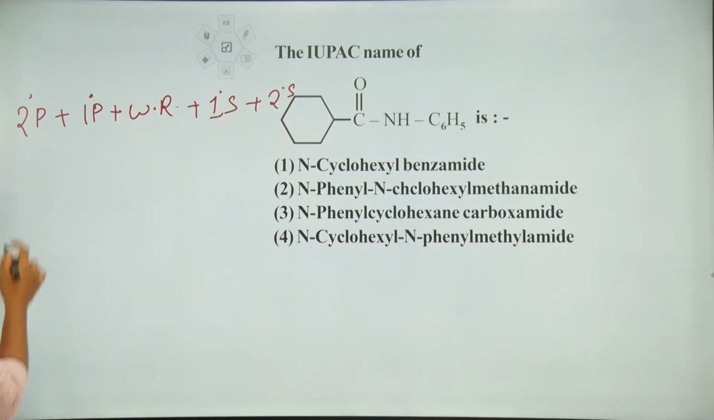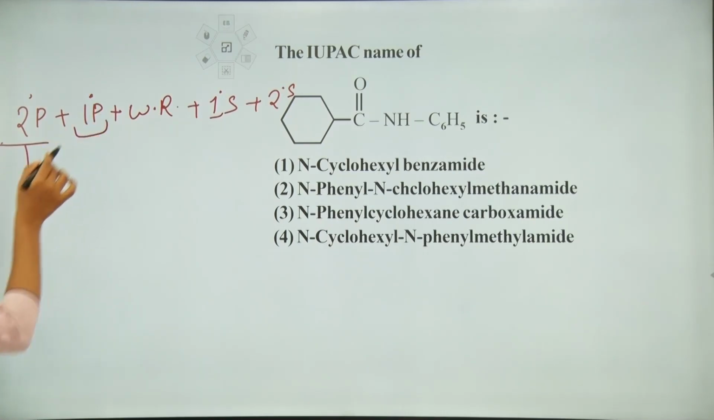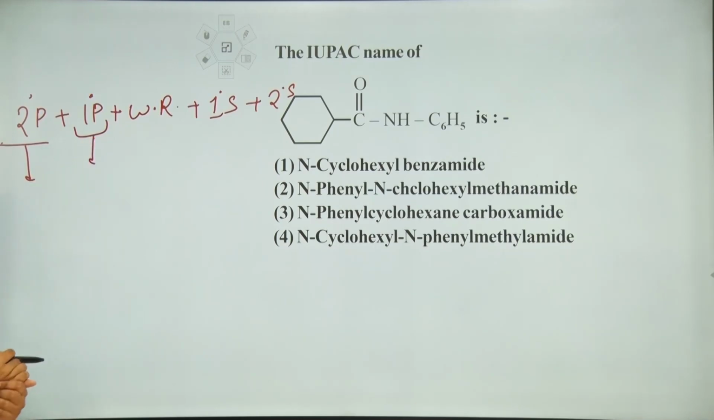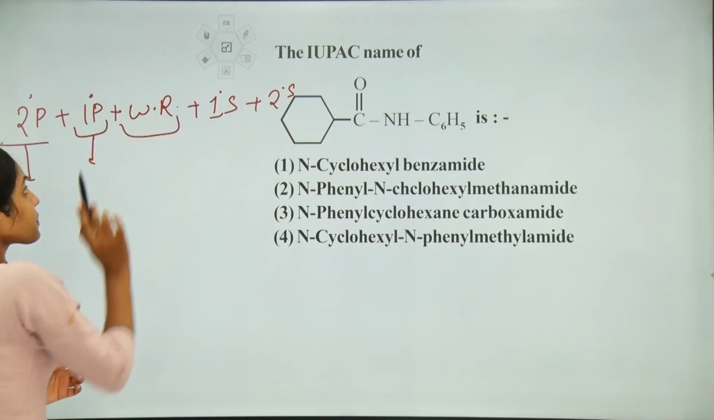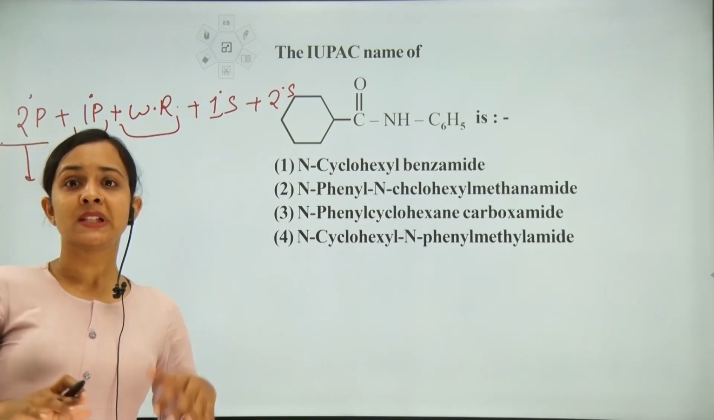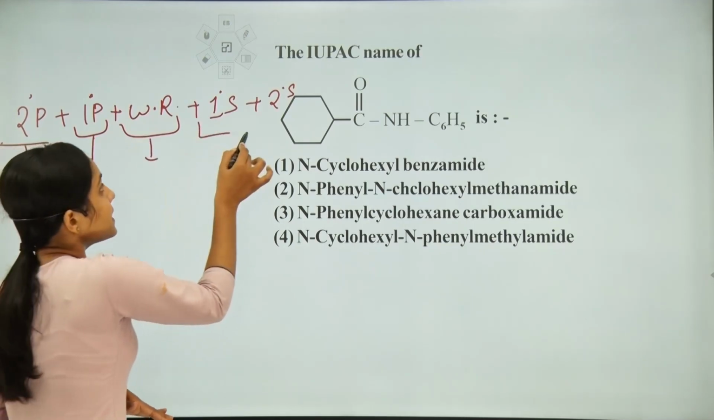Clear? Students, in the 2 degree prefix, if a compound is having substituents, then the names of substituents are written with their positions in alphabetical order. In the 1 degree prefix, if the compound is cyclic, then the cyclo prefix is used, right? Now word root. The maximum number of carbons present in the principal carbon chain is written in the word root, right?